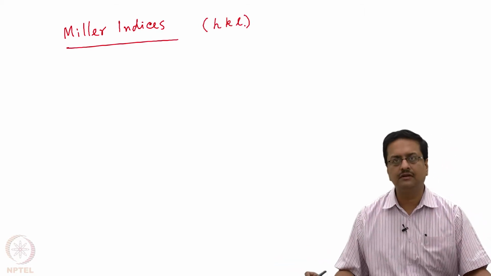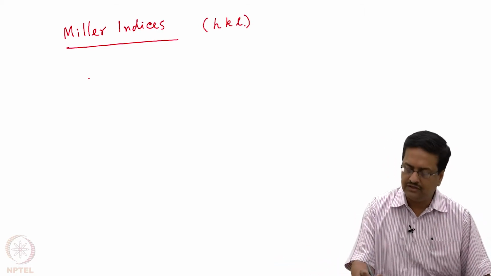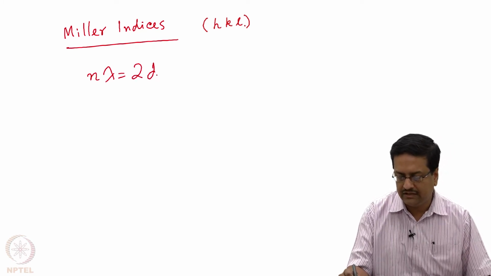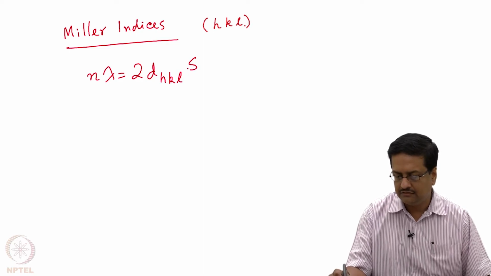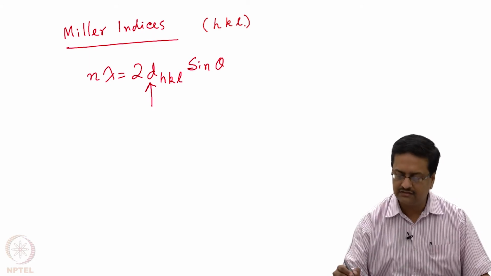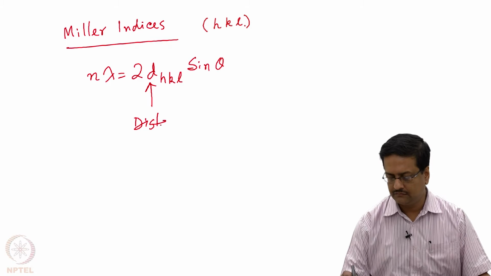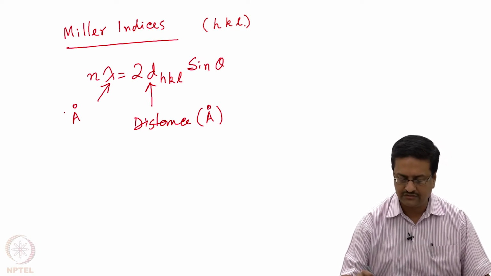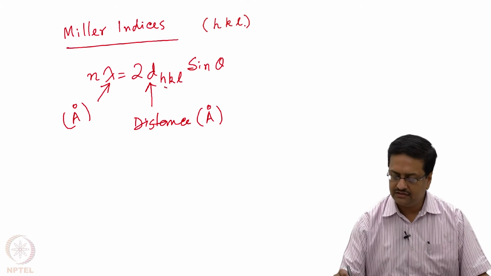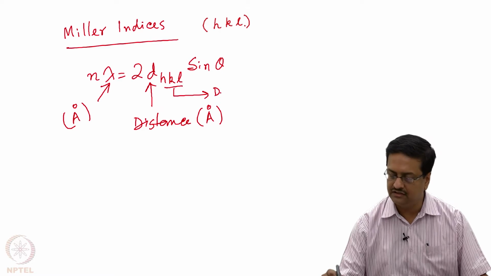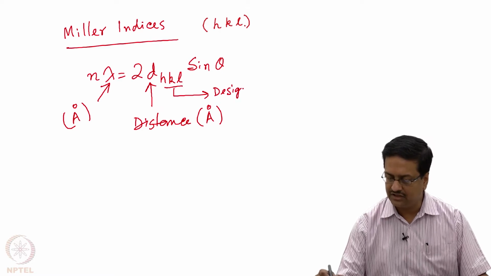You might have seen, and you may remember, that Bragg's law states n lambda equals 2 d hkl sin theta. Here d is the distance in angstrom unit, because we represent the lambda in angstrom unit. And the indices H, K, L indicate the planes. So it is the designation of planes.